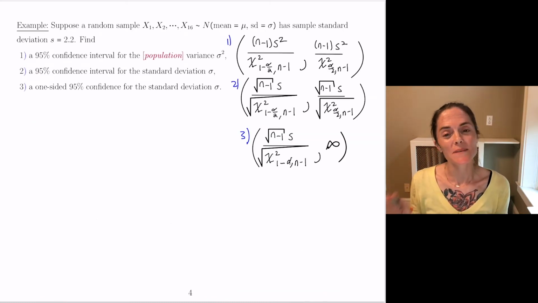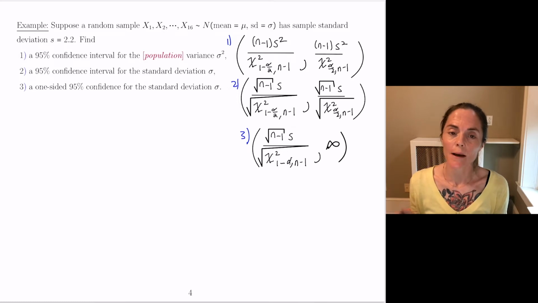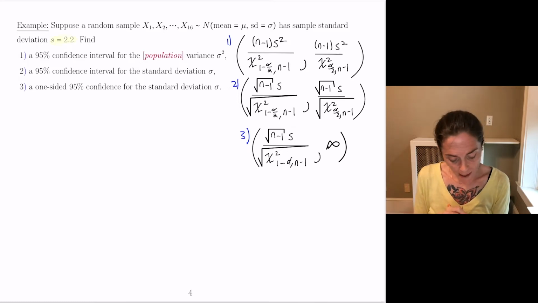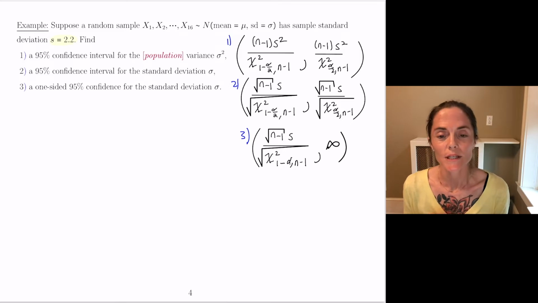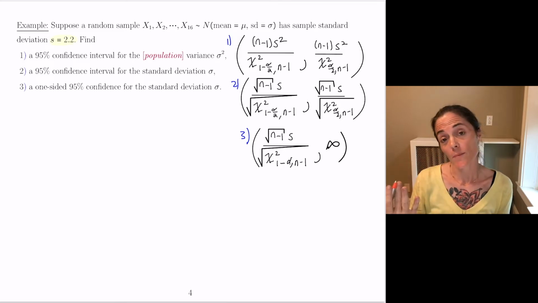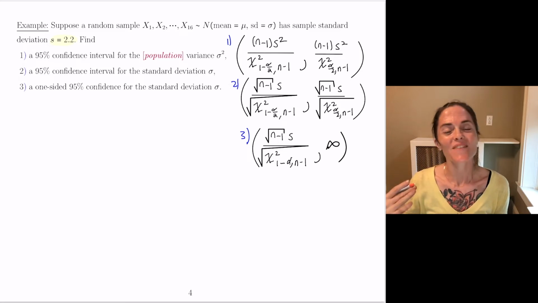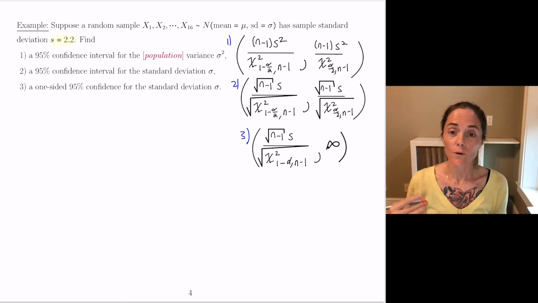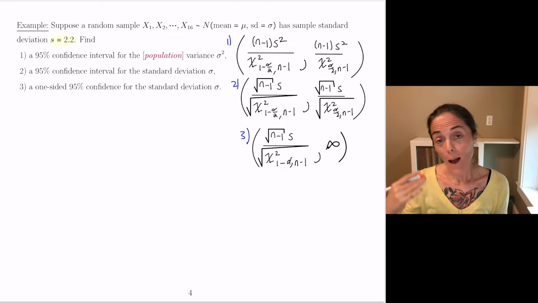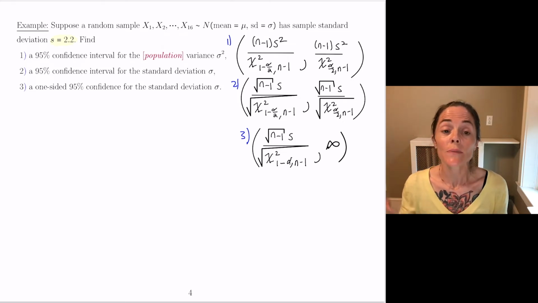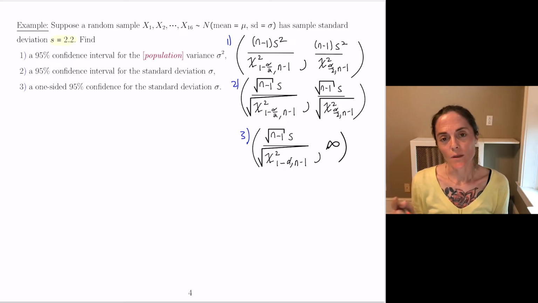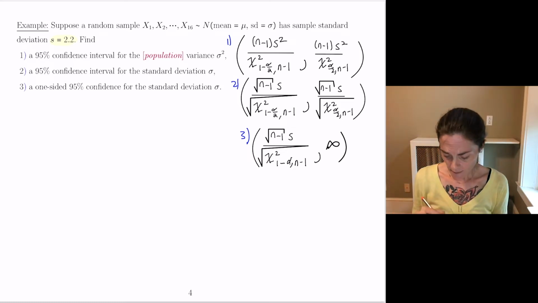Here's an example. Suppose we have a random sample of size 16 from a normal distribution, mean mu, standard deviation sigma. We are given the sample standard deviation is 2.2. We'd like a 95% confidence interval for the population variance, a 95% confidence interval for the population standard deviation too, and then a one-sided 95% confidence interval for the population standard deviation.